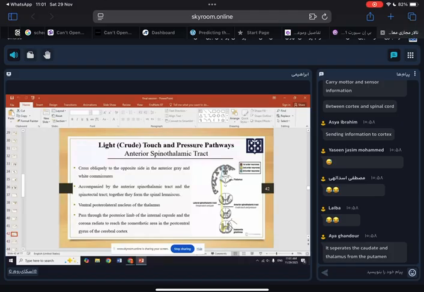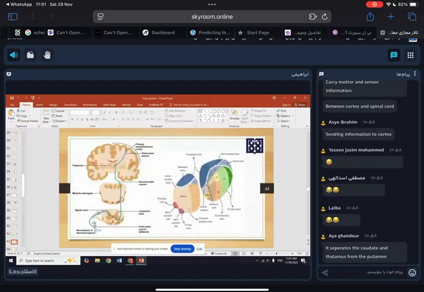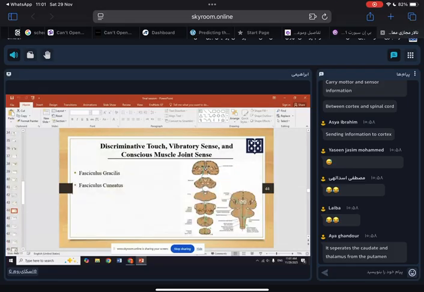And you are seeing the pathway. I go to the next slide, this part. It comes to the DRG, then it has crossed, then it goes to the VPL nucleus of the thalamus, and then goes to the cerebral cortex. So the type of the information is different. One of them was related to pain and temperature, and another one is related to pressure and light touch.